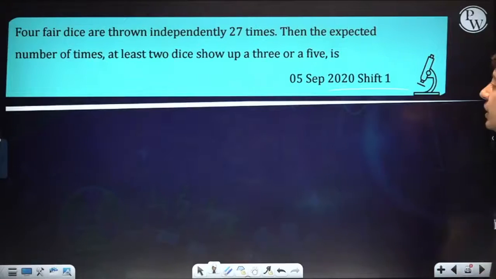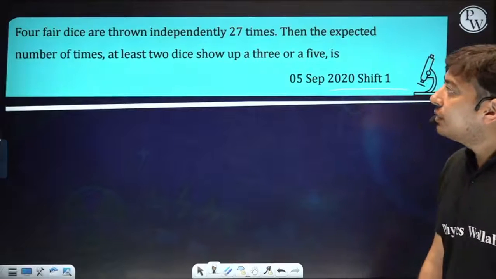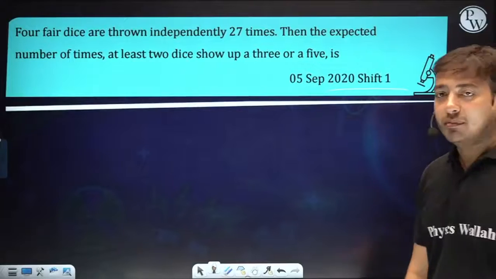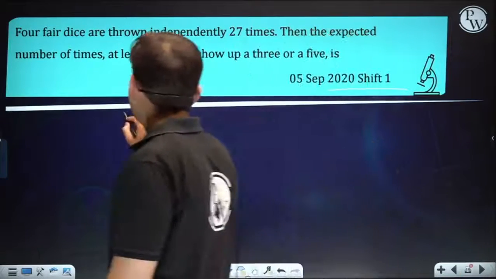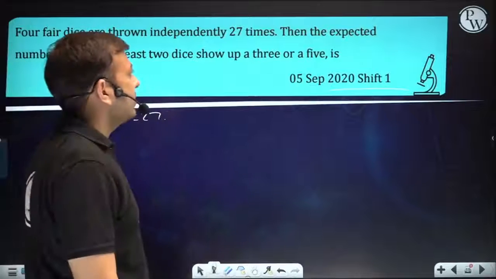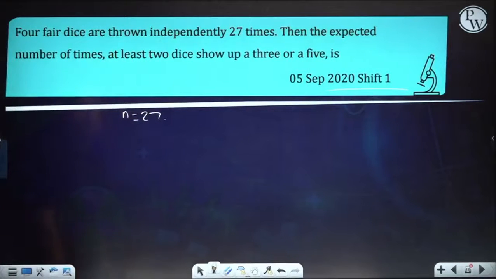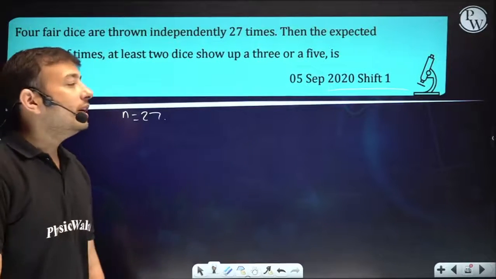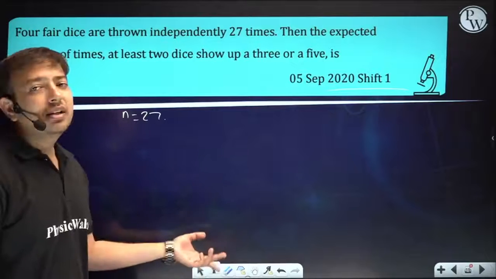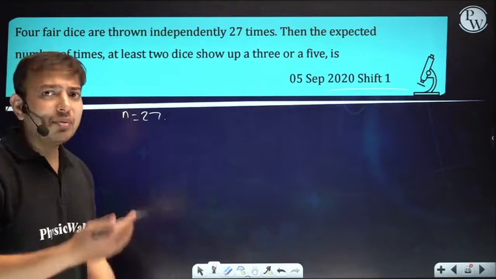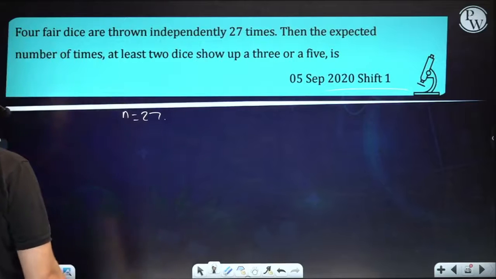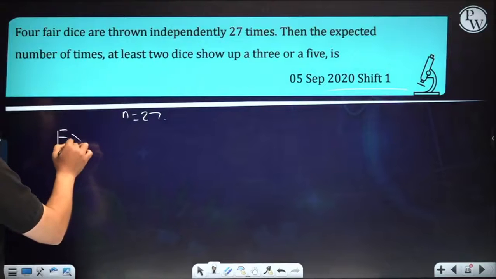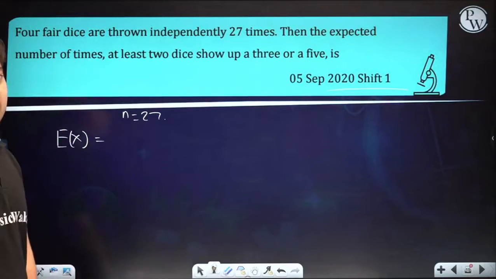Now, moving on. 2020 question. 4 fair dice are thrown independently 27 times. Again, an experiment, so n is 27. Then the expected number of times at least 2 dice show up a 3 or a 5. At least 2 means it can be more than 2. So they are asking the expected number of times, that means E(X).